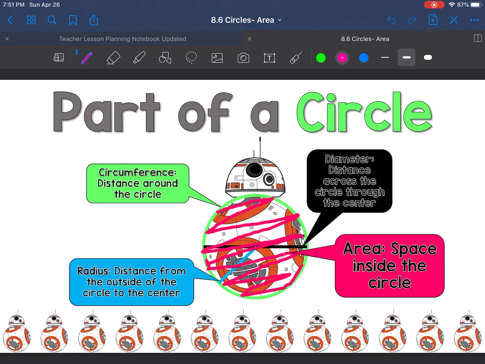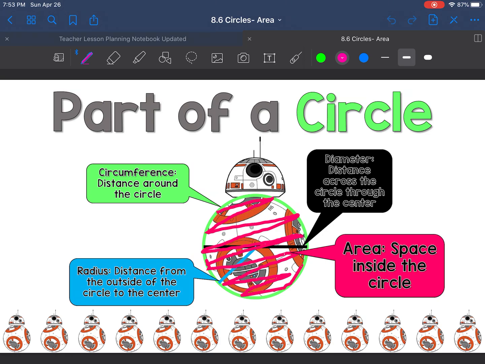So remember, the circumference is green, that goes around the circle. The circumference measures the distance around the circle. The diameter measures the distance across the circle through the center. The radius measures the distance from the outside of the circle to the center. Remember, two radiuses make up the diameter.